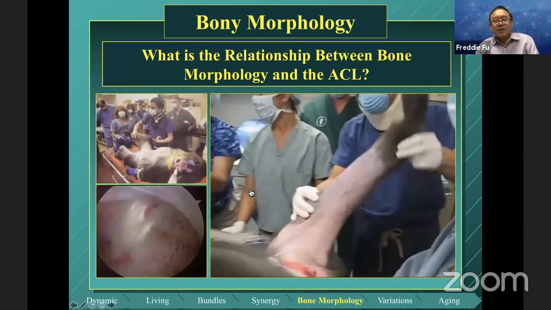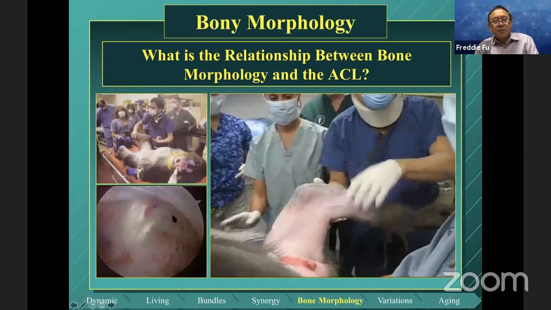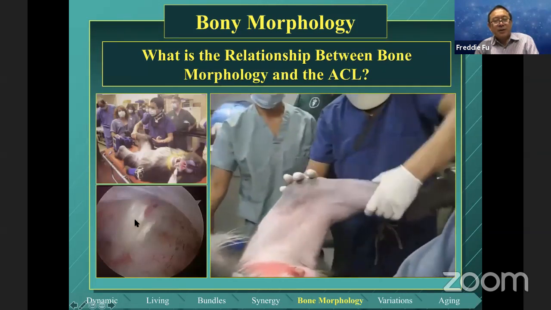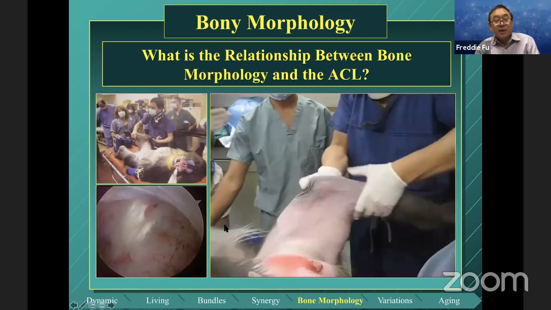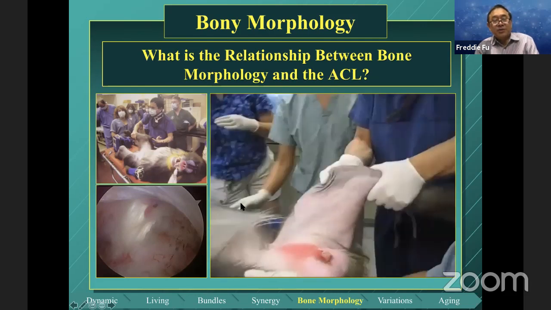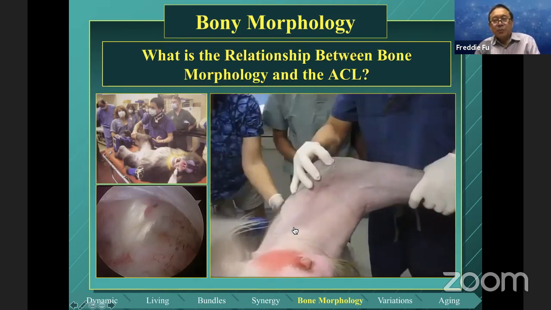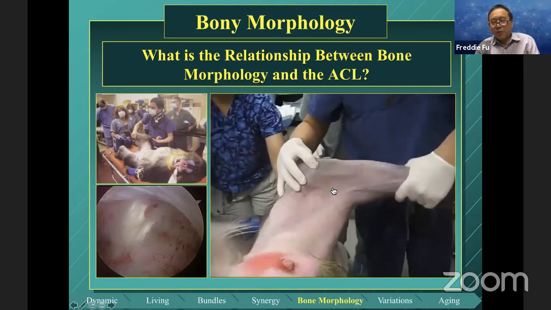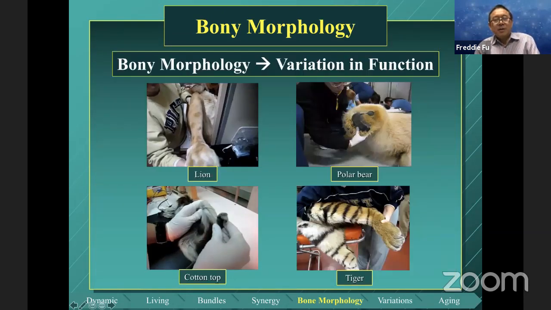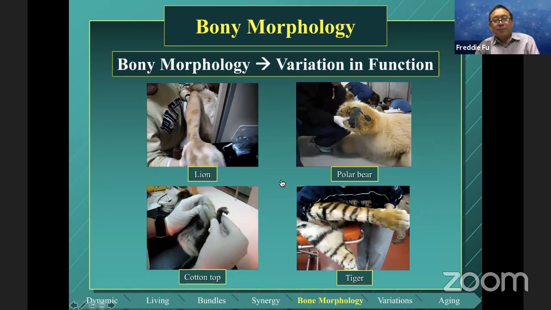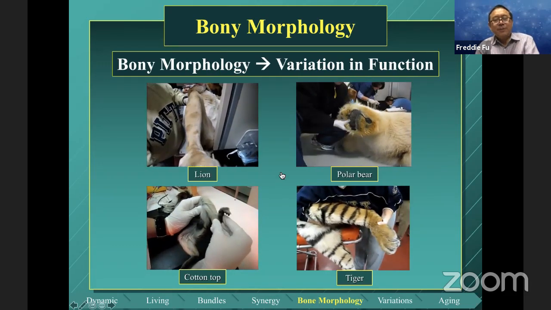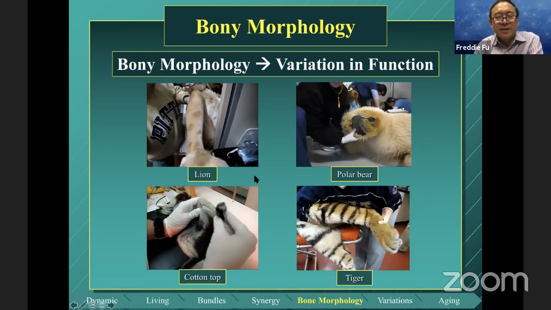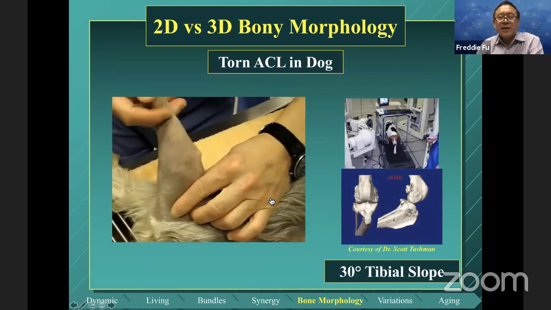So this is a monkey. This is a torn PL bundle in the monkey. AM and intermediate bundle. There are 3 bundles in a monkey, with a very big rotation with a torn ACL. We have many people here operate on him. And this is lion, polar bear, cotton top monkey, and tiger. And when they go to sleep every 5-10 years, we examine them. And when they die, and this is a dog.